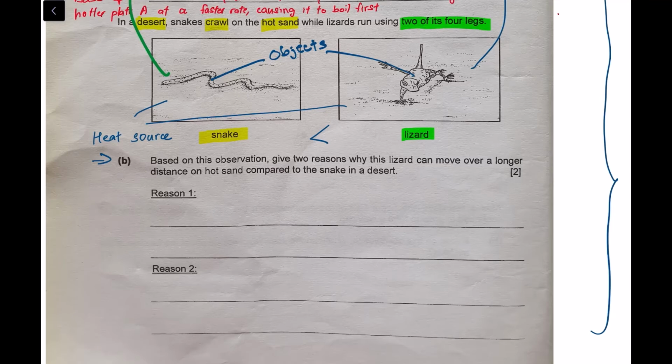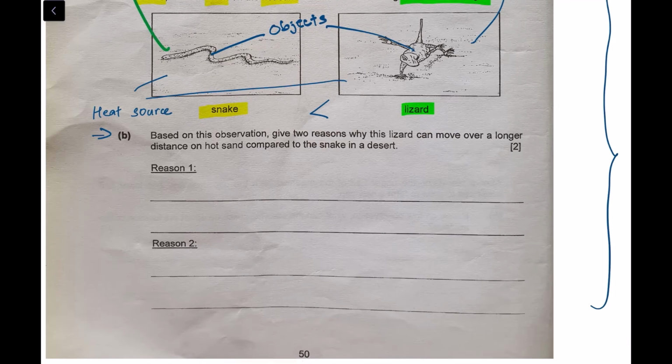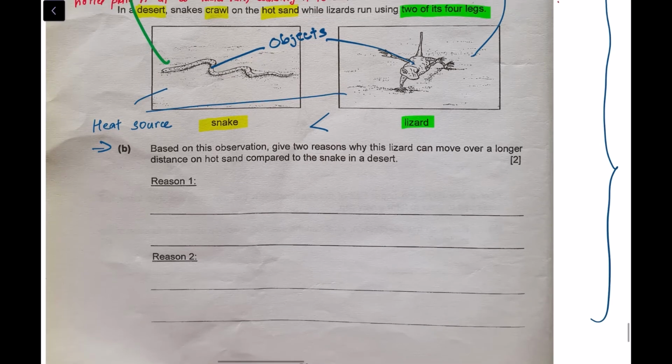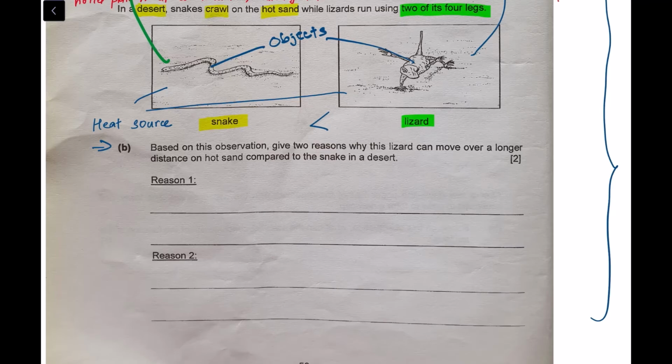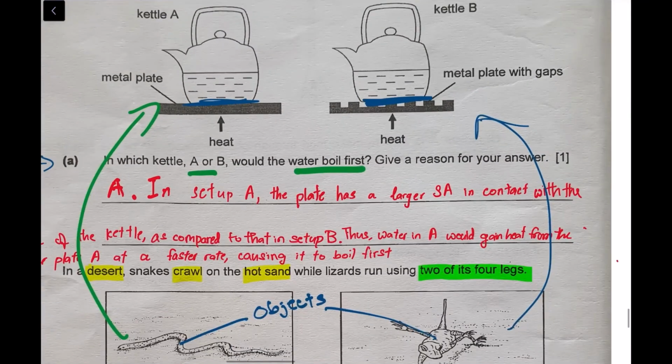This would prevent the lizard's body from gaining heat from the hot surface at a faster rate, allowing the lizard to travel longer distances. Unlike the snake, which would gain heat from the hotter sand at a faster rate, which may cause its body to become burnt, which reduces the distance it can travel. So that is the answer for the first reason. I'll write that down.